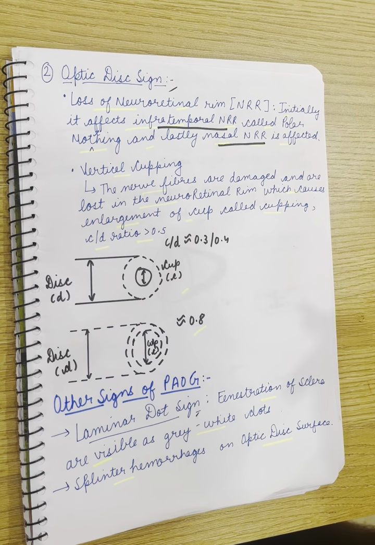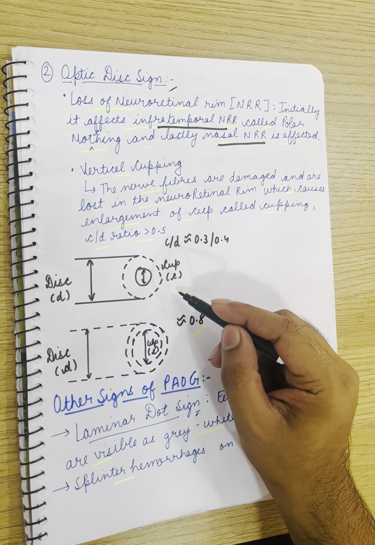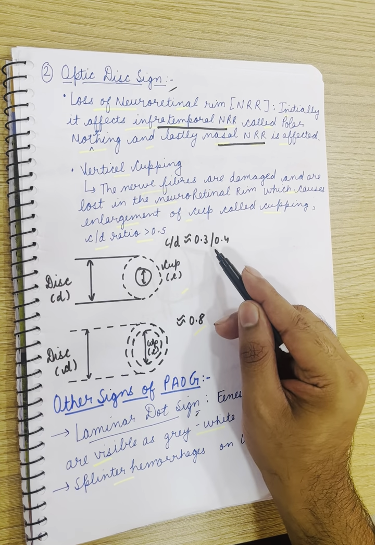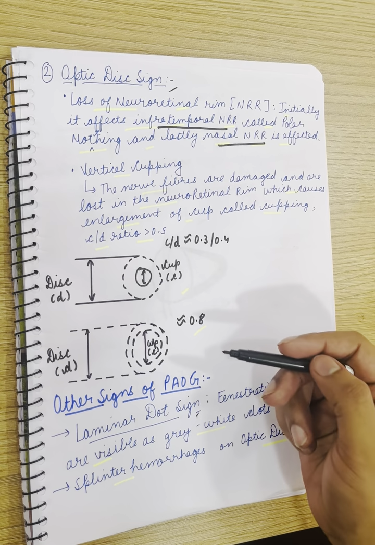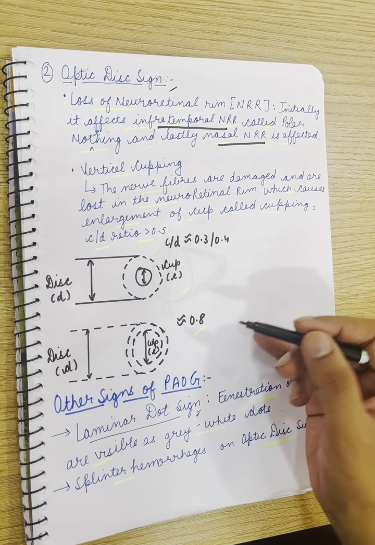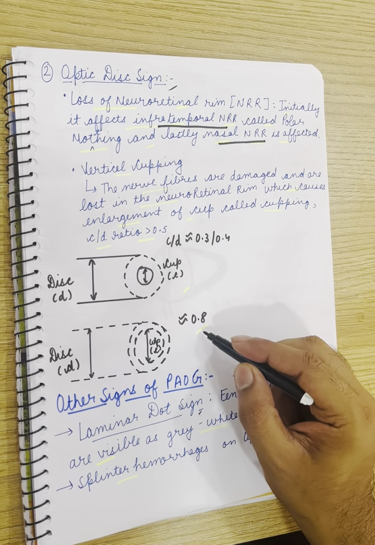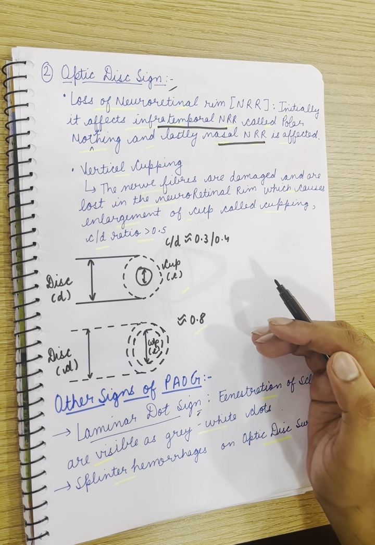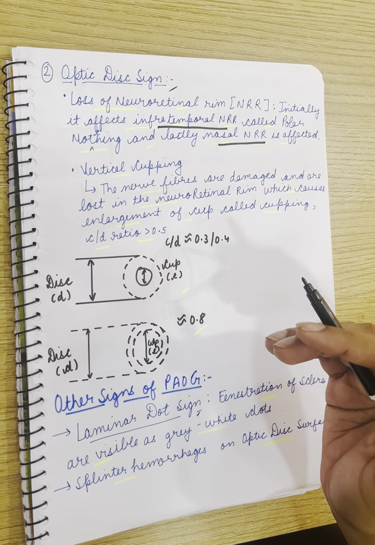When you see a fundus picture, we can see that there is a disc and a cup. The cup is small and the disc is big. The cup is inside the disc. This is a normal cup to disc ratio, which is 0.3 to 0.4. Next we can see an abnormal cup to disc ratio. Here the cup size increases. It's 0.8, so it's an abnormal cupping, also called vertical cupping.